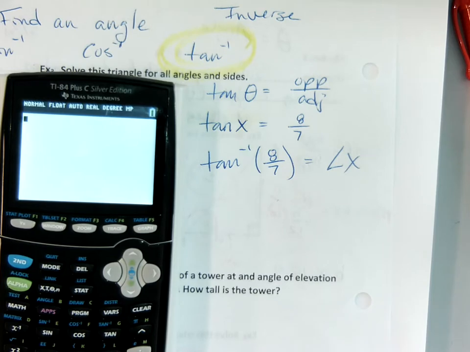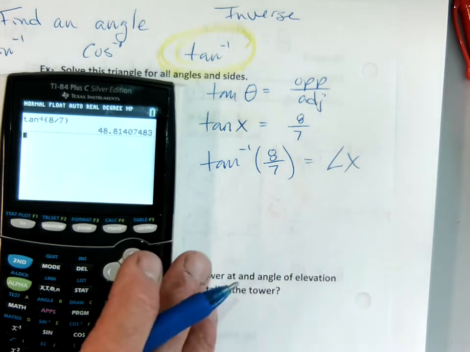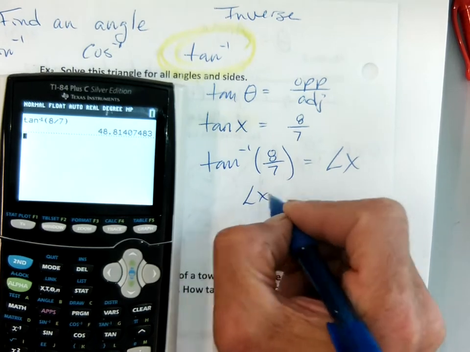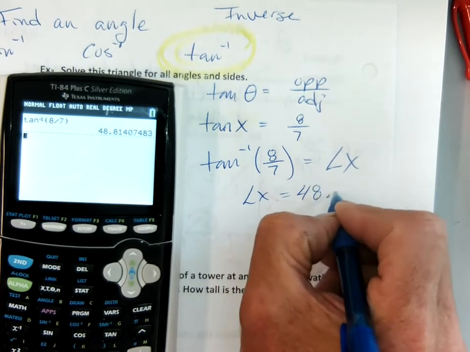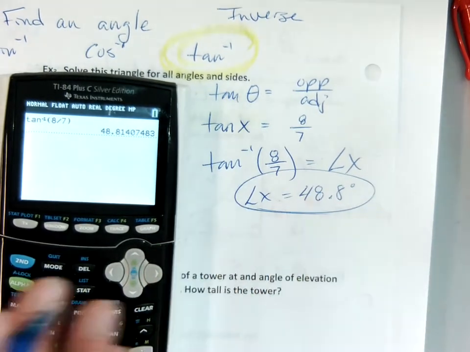It's in blue, so I go tangent inverse. I hit my blue button, 8 divided by 7, close the parentheses, about a 48.8 degree angle. Angle x is about 48.8 degrees, okay?